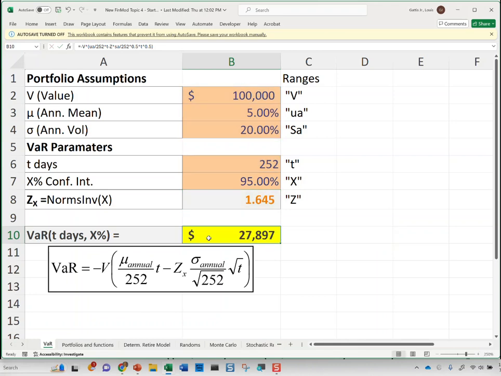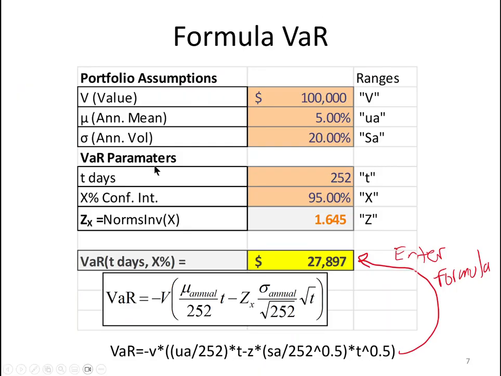Now, if you want to know how much I can lose in one day, I would just change this parameter to 1, and I would say I have a 5% chance of losing $2,000 or more on this $100,000 portfolio. If I want a 5-day VaR, there's a 5% chance of losing 4,500 or more. I can change this to 99%, and you can see over the next 5 days there is a 1% chance of losing 6,455 or more, assuming that returns are normally distributed with an annualized mean of 5% and volatility of 20%. So that's how I calculate VaR.